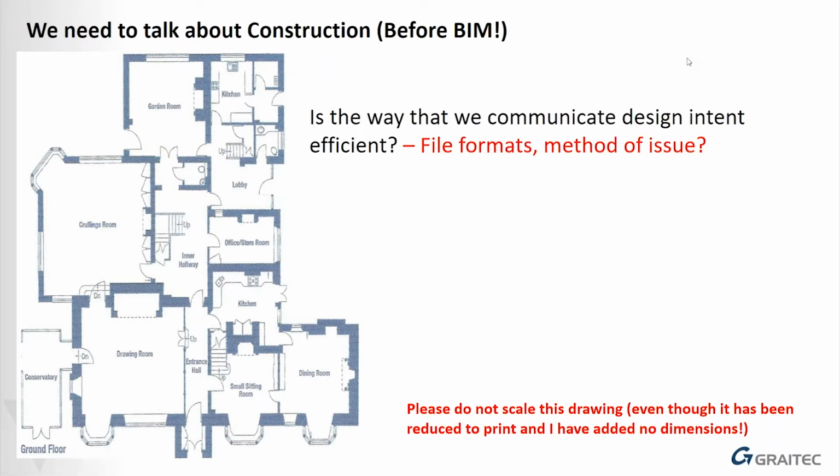So if we look at what we do, is the way that we communicate our design intent efficient? What file formats are we using? Are we using PDF? Are we printing a drawing out that may not be to scale? How do we then control the version of the drawing that's out there? How do we make sure that the site foreman doesn't have the wrong set of drawings, that we've not made changes? That maybe due to planning restrictions something's had to be changed, maybe the garage has had to be removed from a particular property.